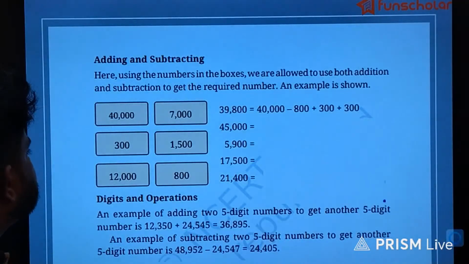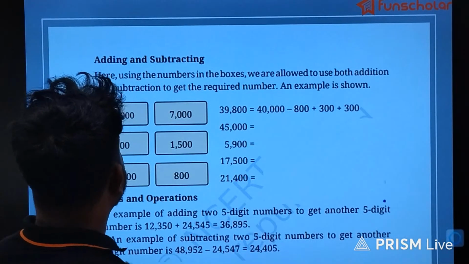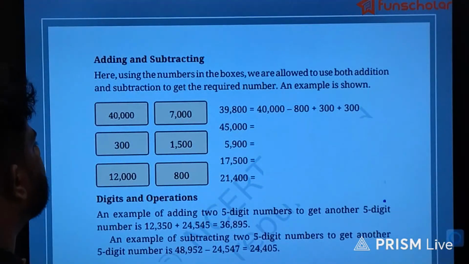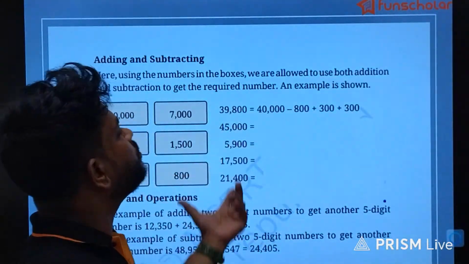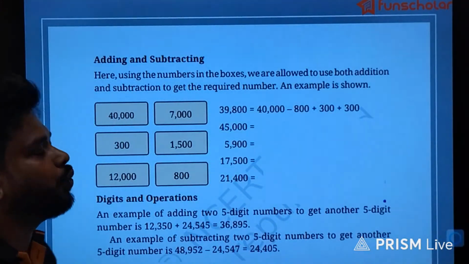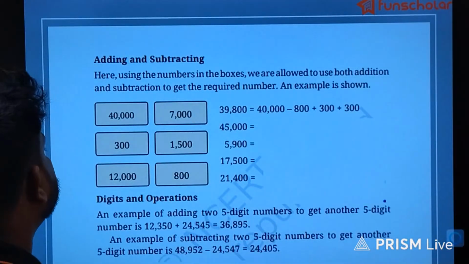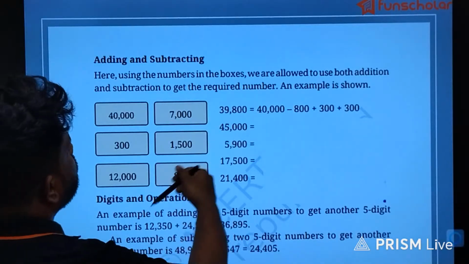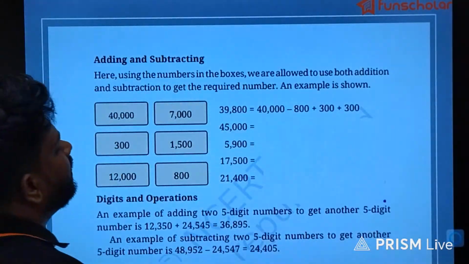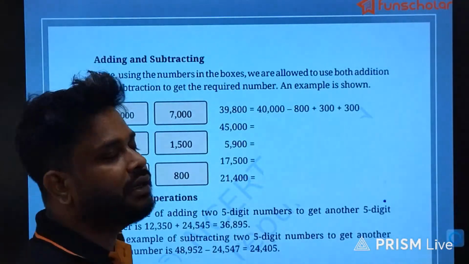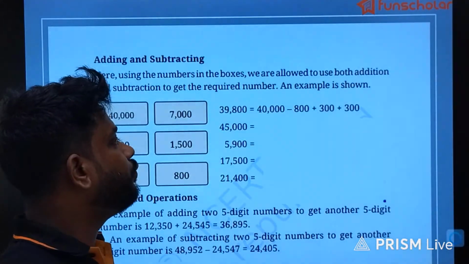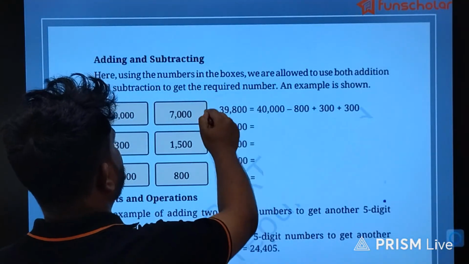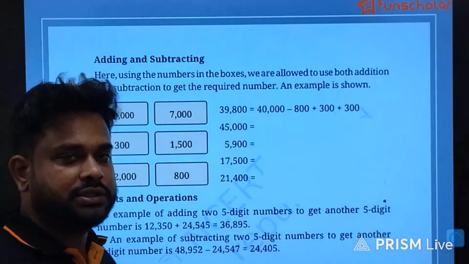So let's do sums using this. Okay, and here they have added or subtracted boxes. Here, using the numbers in the boxes, we are allowed to use both addition and subtraction to get the required number. An example is shown, that is, from 40,000, if you subtract 800, we end up with 39,200, and then if we add 600, we will get 39,800.